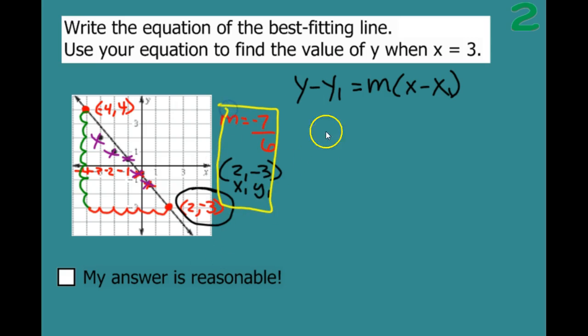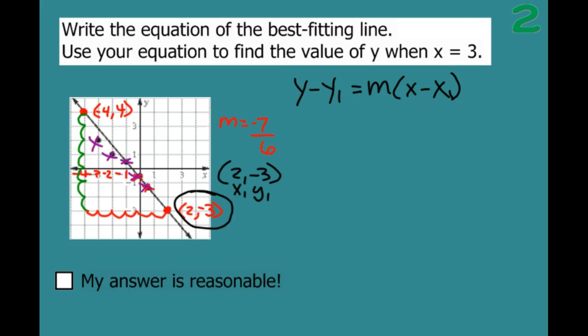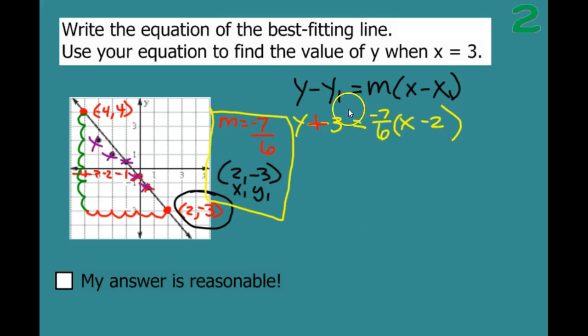So let's plug this information into our equation. Alright, so we have, try that again, there we go, that's better. y minus y1, which is -3. Those two negatives make a positive. Then m is -7 over 6. And in parentheses, I have x minus x1, which is 2. So, next step, distribute, draw your box, you can multiply. So we have -7 over 6, and then x minus 2.